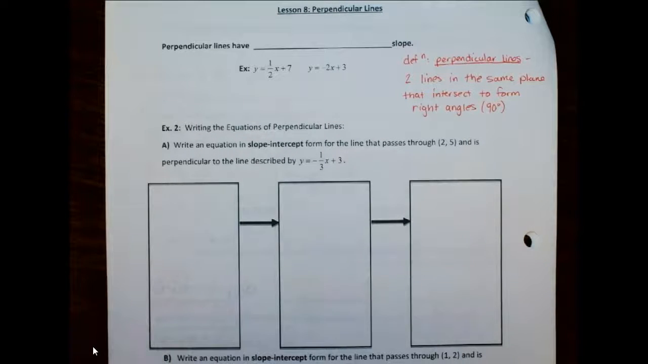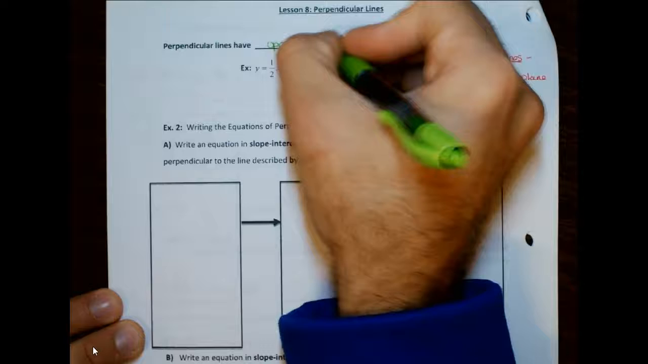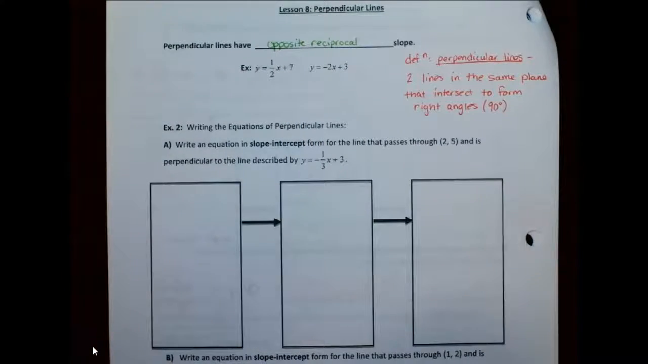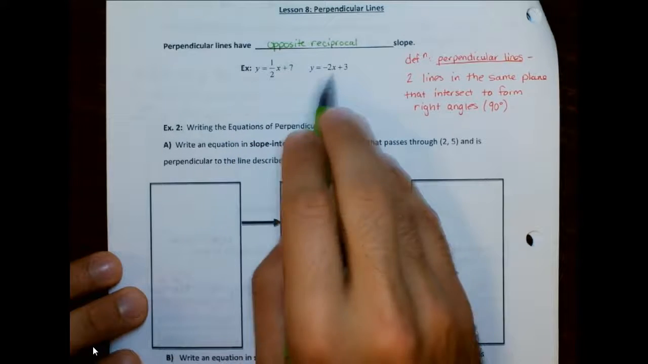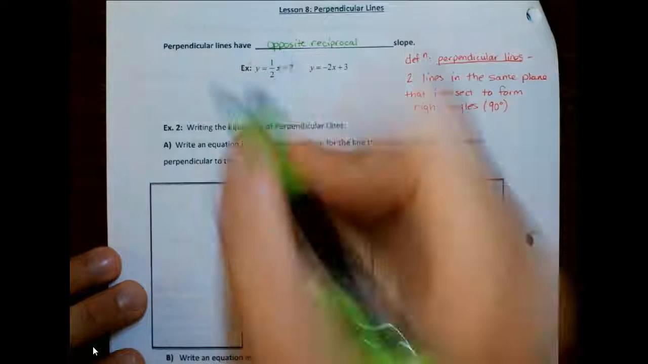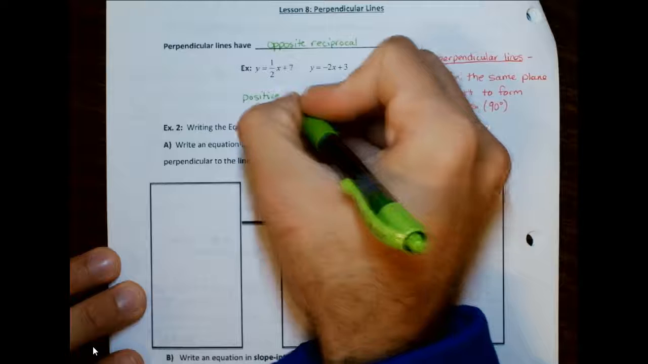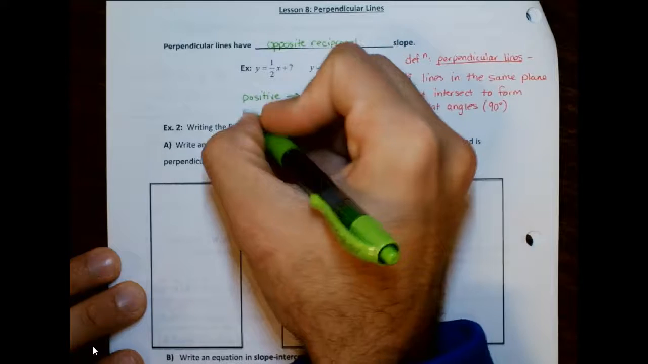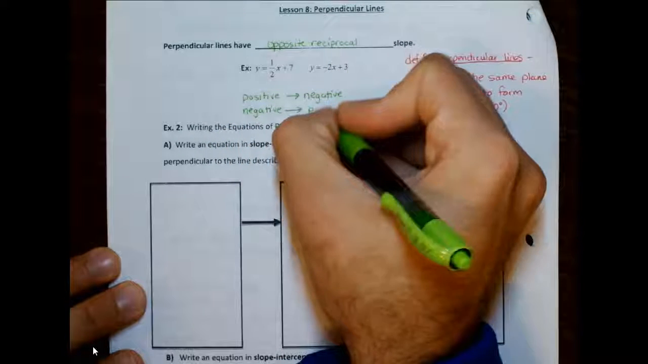So the key thing that you need to remember about perpendicular lines is that they have opposite reciprocal slopes. So that means that if I look at two equations, opposite means that if it is positive, your new slope will turn negative. If it is negative, your new slope will turn positive.